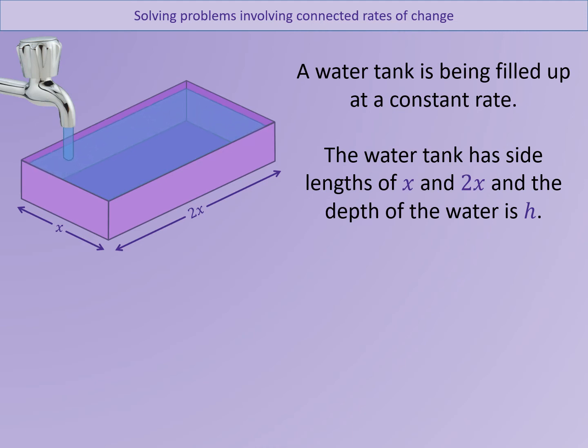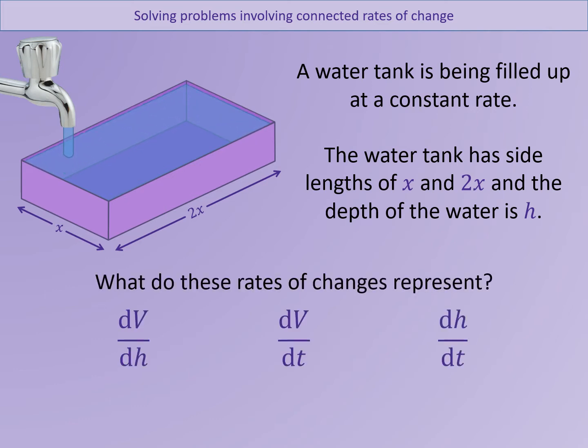Okay, so we've got a situation where a water tank is being filled at a constant rate. The water tank has sides of x and 2x, and the depth of water is h. You see, the tap's been left on, and the water tank just keeps changing its height depending on time. What I'd like you to do is just have a quick think about what these rates of change actually represent.